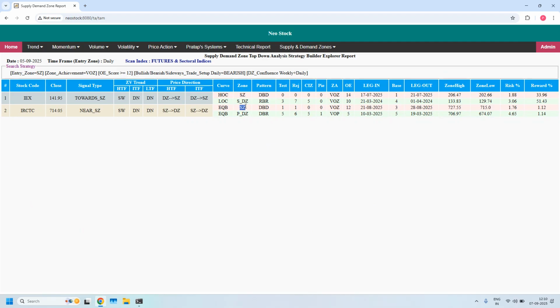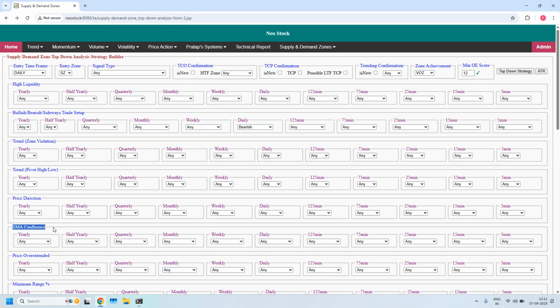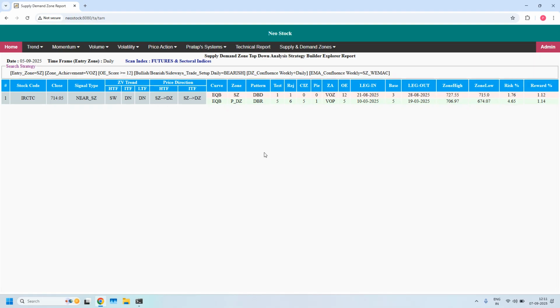In these 2, these daily supply zones overlapped with weekly supply zone. And weekly trend is a downtrend in both the stocks. Let's verify. Any of the weekly supply zones are having a weekly EMA confluence. In those weekly supply zones, these daily supply zones are overlapped. So let's verify EMA confluence at weekly time frame, because daily is overlapped with weekly supply zone. We are checking weekly supply zone having weekly EMA because weekly trend is a downtrend in both the stocks. So one stock is filtered.